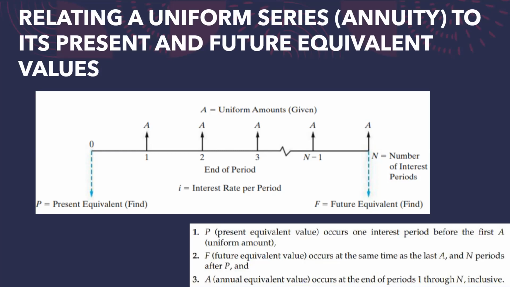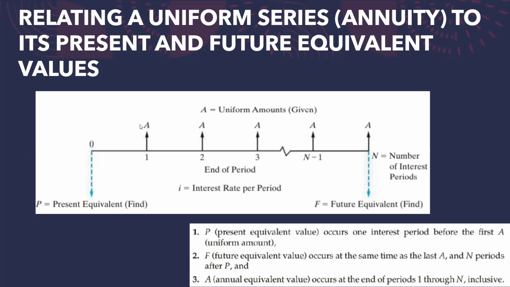To relate this uniform series, or the annuity, to its present and future equivalent values, we can use this method. The present equivalent is what we denote by capital P, whatever the value we have at the start, and the future equivalent at the end of the period. The time period can be increased by 1 year, 2 years, 3 years, likewise up to n number of years or n number of interest periods. We denote the uniform amount, cash inflow or cash outflow, as capital A, and the interest rate by simple i. Capital P is the present equivalent value which occurs 1 interest period before the first uniform amount.